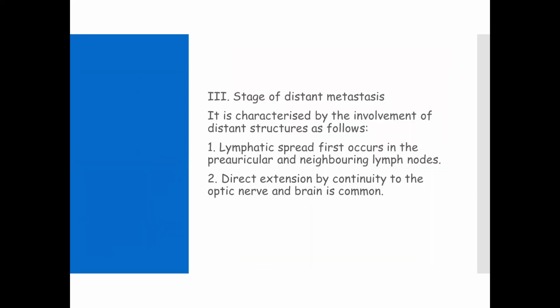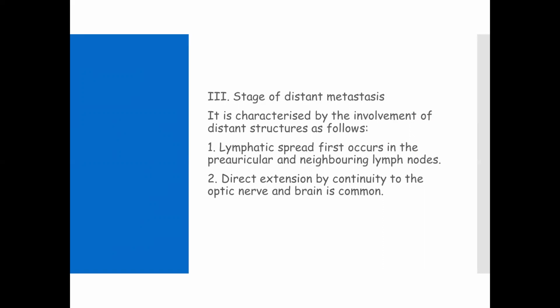Stage 3. So this is the stage of distant metastasis. It is characterized by the involvement of distant structures as follows. 1. Lymphatic spread, which first occurs in the preauricular and neighboring lymph nodes. Then 2. Direct extension by continuity to the optic nerve and brain is common.